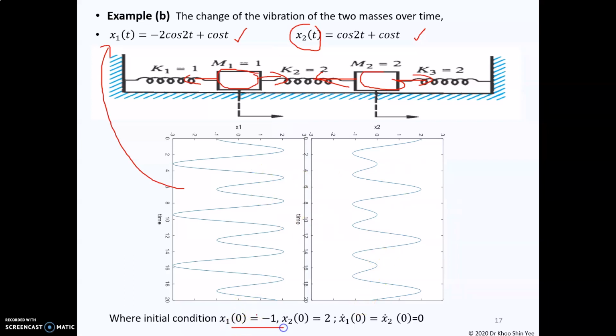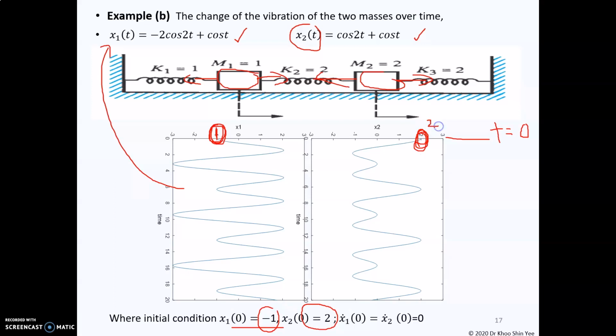And based on the initial condition that you have previously, you know that at time equal to 0, which is at this point, you displace x1 to be negative 1. So you see the initial position for mass 1 is here. And for x2, the initial position is 2. So your mass 2 initial position will be here.